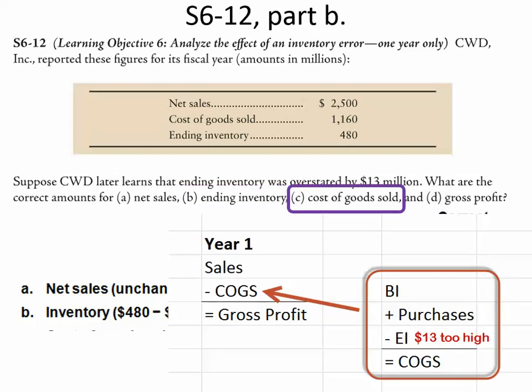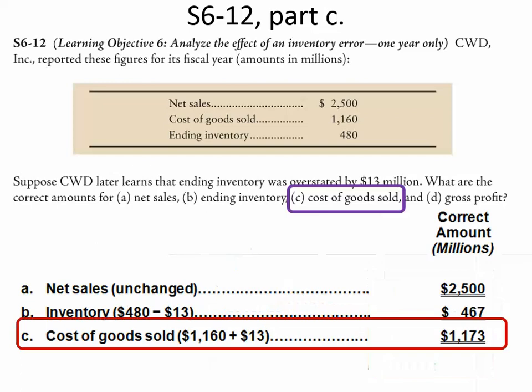Now we're looking at cost of goods sold. Cost of goods sold is calculated by taking beginning inventory plus purchases minus ending inventory. Ending inventory is 13 million too high, so that means we subtracted 13 million too much. So what we need to do is add 13 million back into cost of goods sold. So we take the 1,160,000 that's given to us in the problem and add back the overstatement of 13 million, and we get the correct amount of 1,173,000.